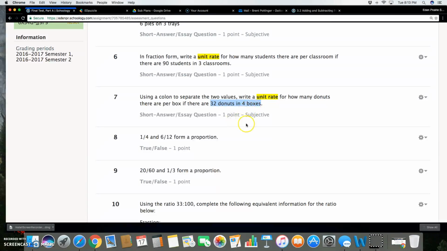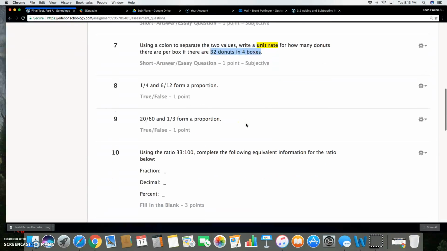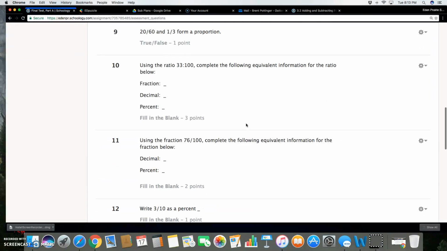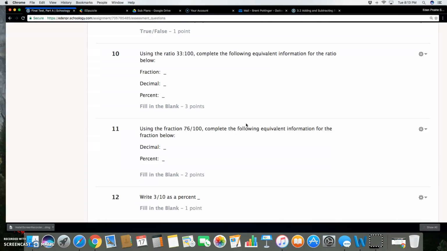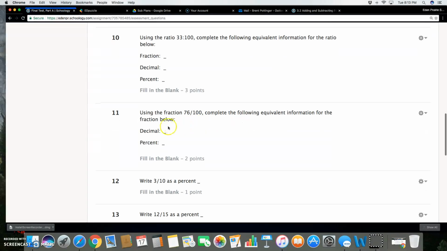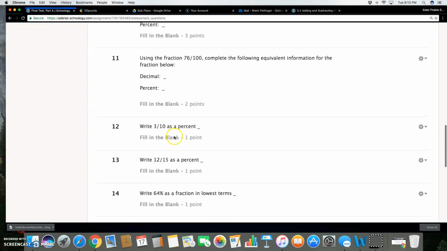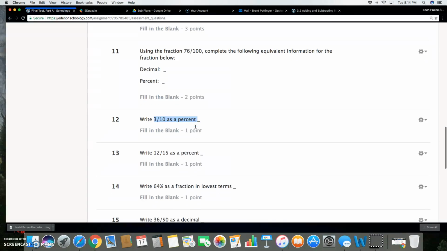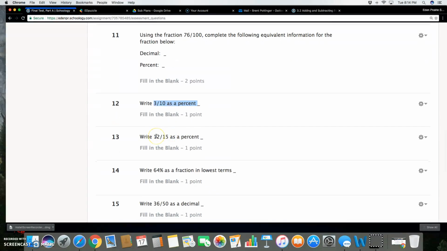Number 8 is true and false. Number 9 is true and false. I'll let you handle those. Number 10, I give you the ratio 33 to 100. You need to tell me the equivalent form of that ratio in fraction form, decimal form, and percent form. Number 11, I give you the fraction 76 over 100. I want the equivalent information as a decimal and percent. Number 12, I want 3/10 as a percent. Number 13, I want 12/15 as a percent.